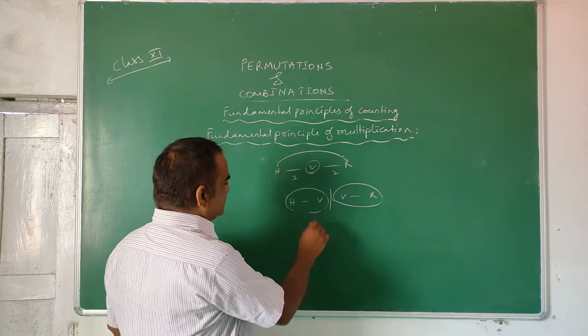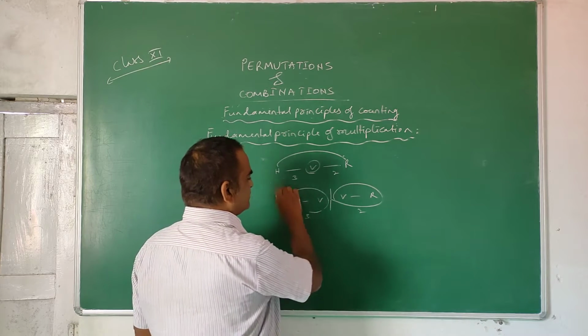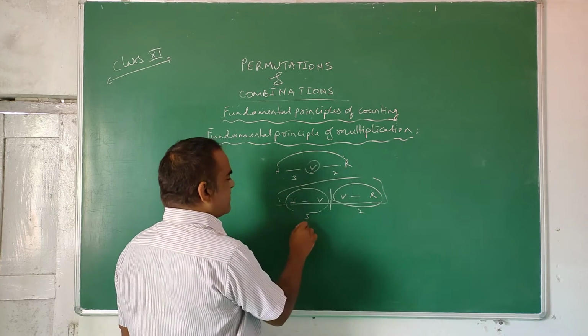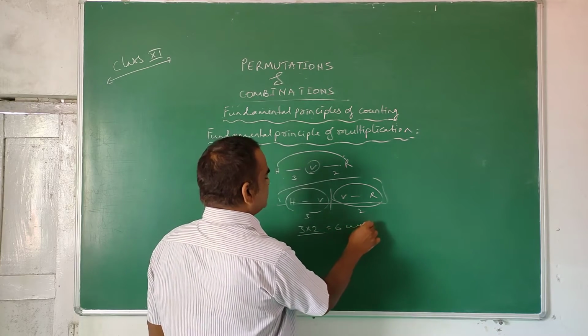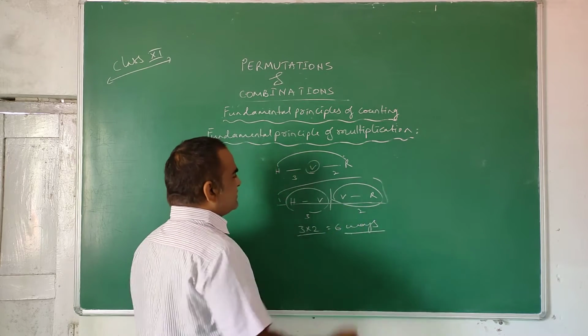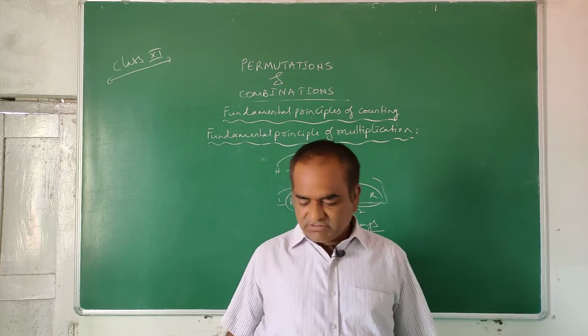So this action is performed in 3 ways and this action is performed in 2 ways. Then both the actions together can be performed in 3 into 2 ways, which is 6 ways. This is the central idea of the fundamental principle of multiplication. Understood?